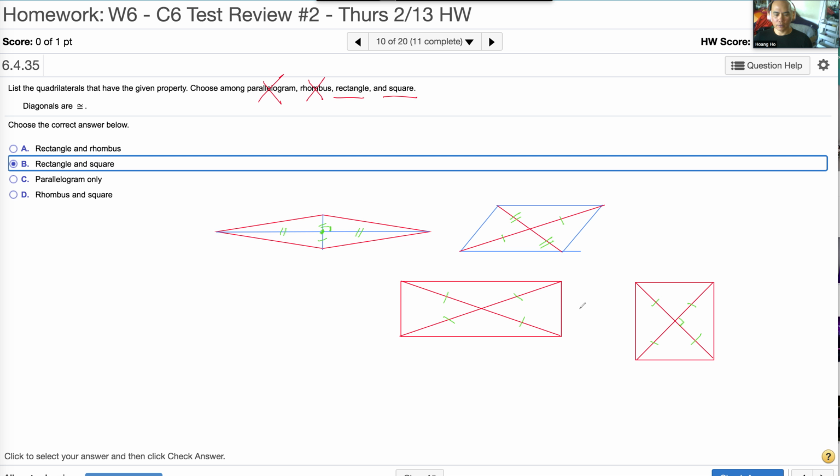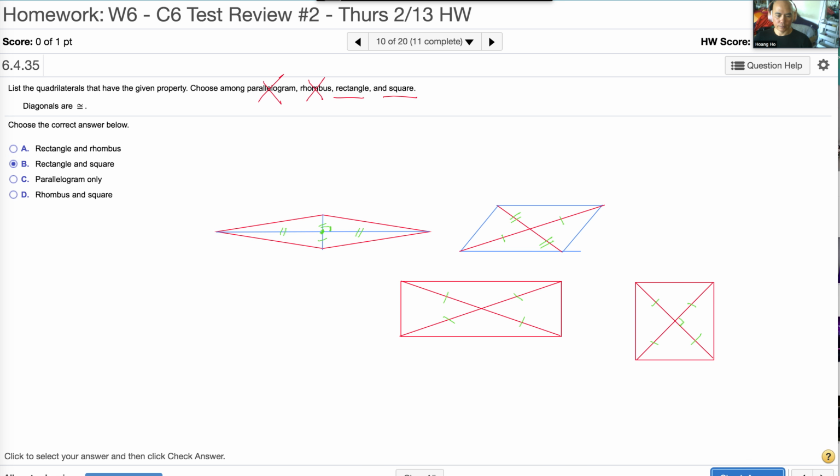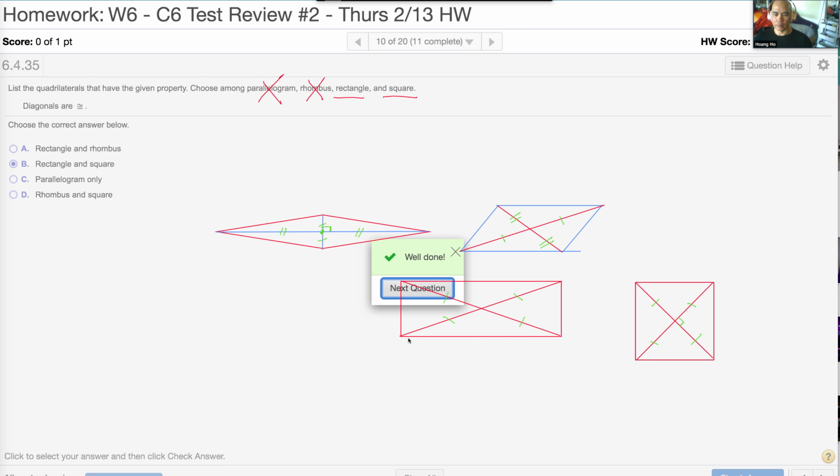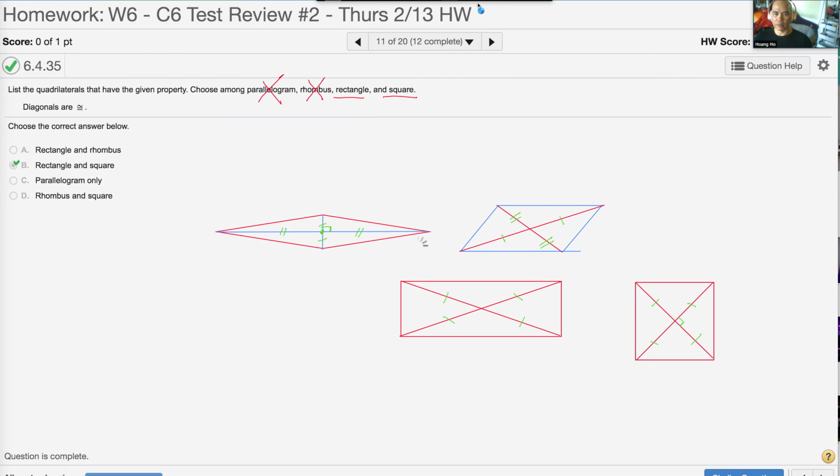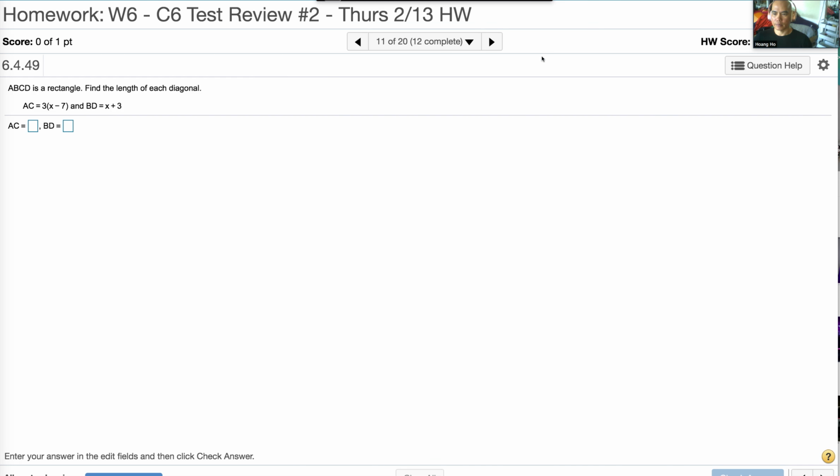Alright, next question. Question 11. ABCD is a rectangle. Find the length of each diagonal. So they give you two diagonals over here. They give you the names AC, not next to each other, so it has to be a diagonal, and then BD, not next to each other. So let's set up the two diagonals equal each other.